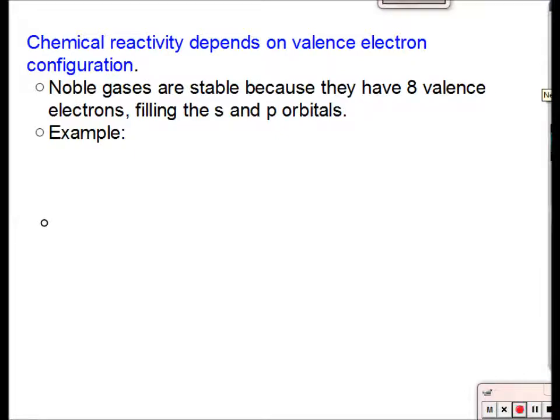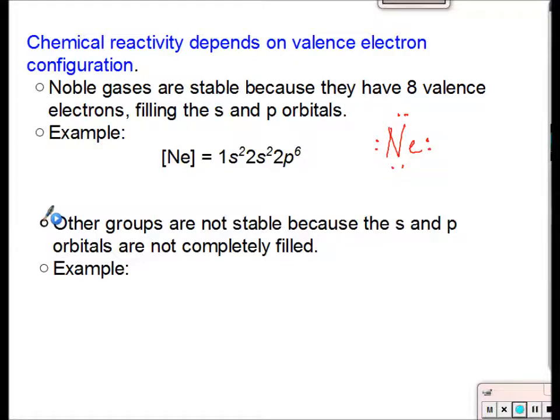The most stable group from the periodic table are the noble gases, and they have 8 valence electrons. For example, neon is a noble gas. It has a configuration of 1s2, 2s2, 2p6, leading to 8 valence electrons. When I draw the Lewis dot diagram for it, I'm going to draw all 8 electrons around it. Now, the most any element can have are 8 valence electrons. There's no place to put any more.